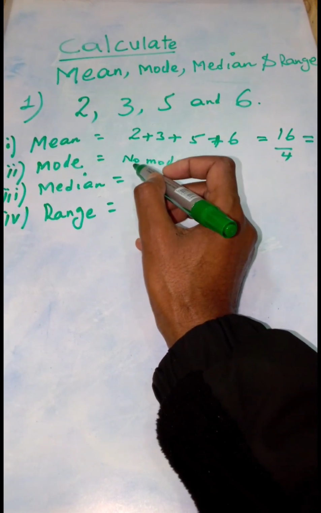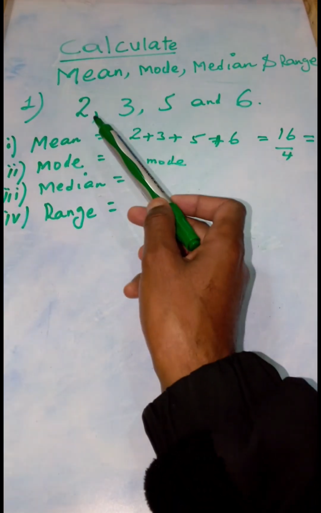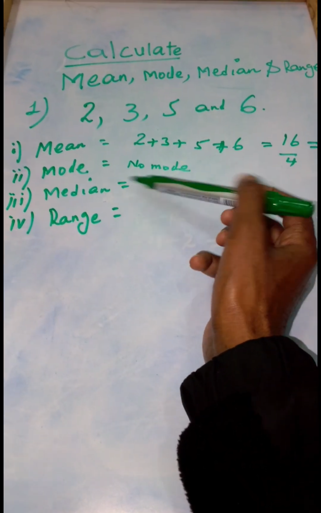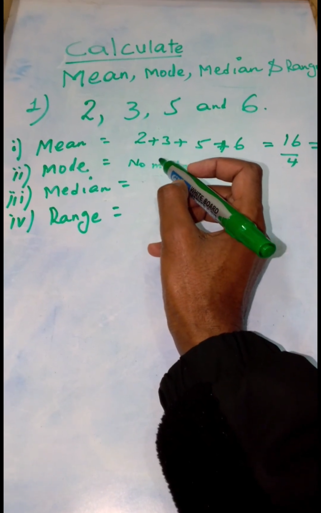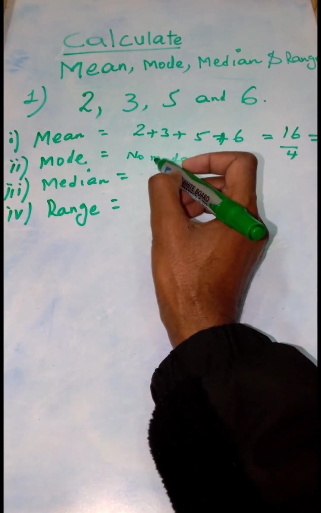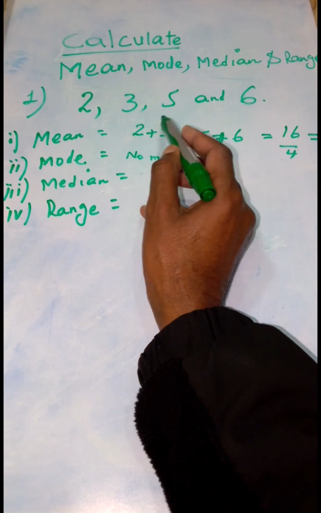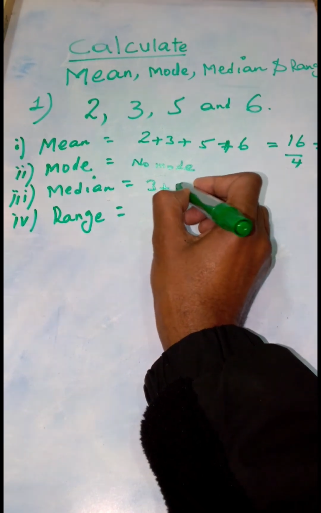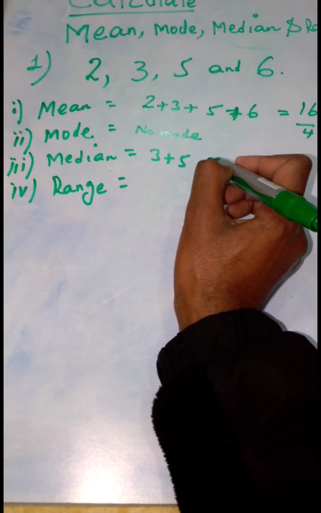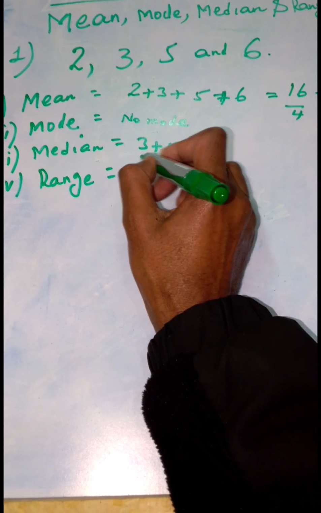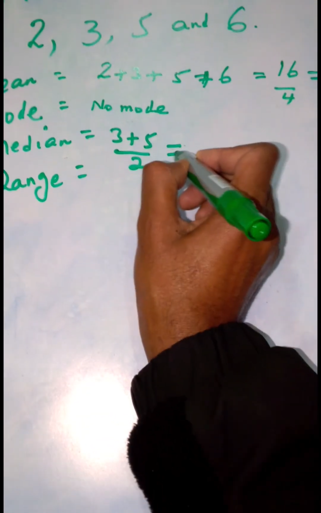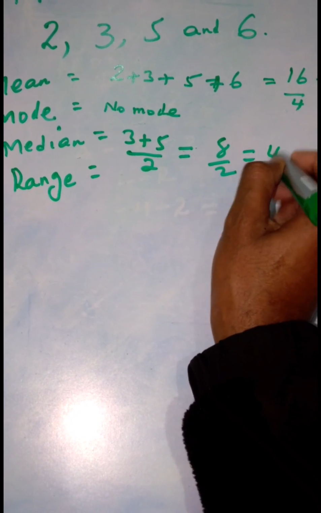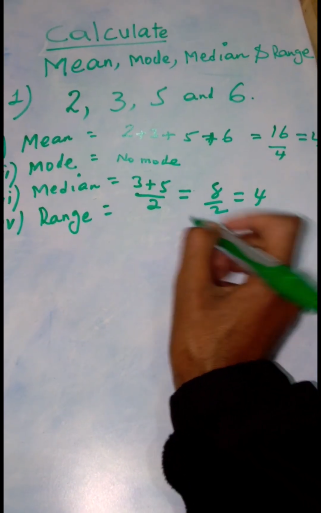Next, let us calculate the median. When we count the number of values here, 1, 2, 3, and 4, we have 4 values, which is even. In the case of even, to calculate the median, we simply take the 2 middle values and divide by 2, yeah? This means 3 plus 5 divided by 2, which is 8 over 2, which means 4, yeah? So the median for this sample of data is 4.